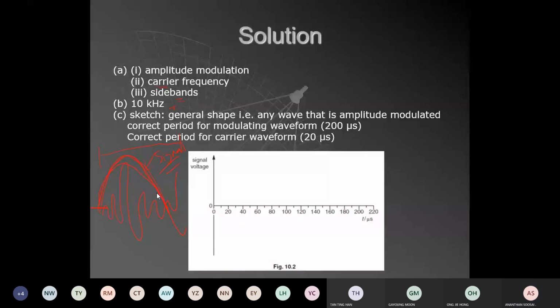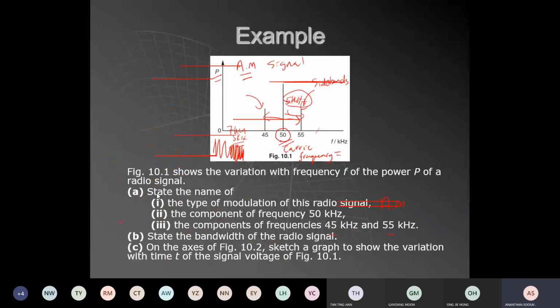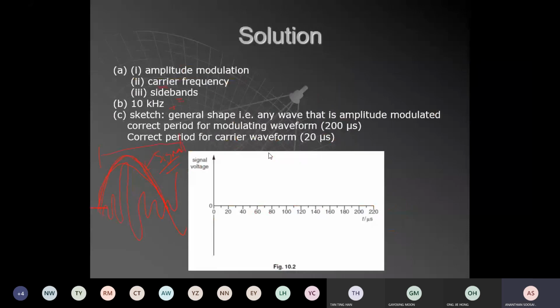What is the period of the signal? What is the frequency of the signal it can carry? 5 kilohertz. Then what is the period of the signal? The period of the signal is 1 over f. So the period of the modulating waveform, the signal, should be 200 microseconds. That is 1 over 5 kilohertz, 1 over 5,000 hertz.